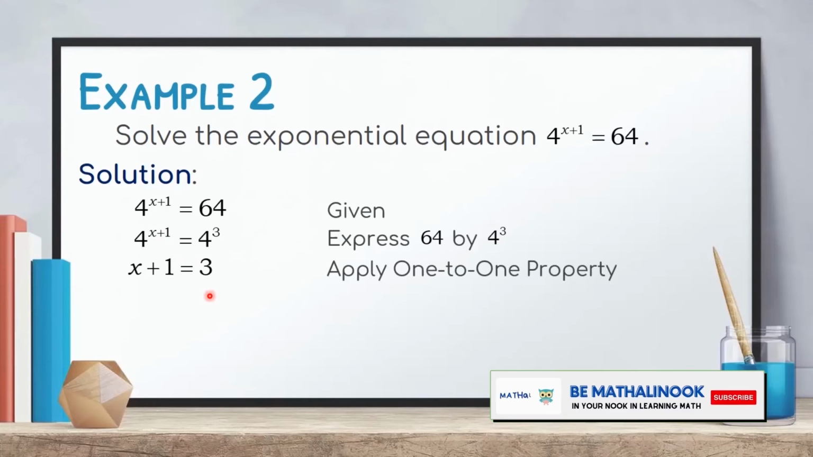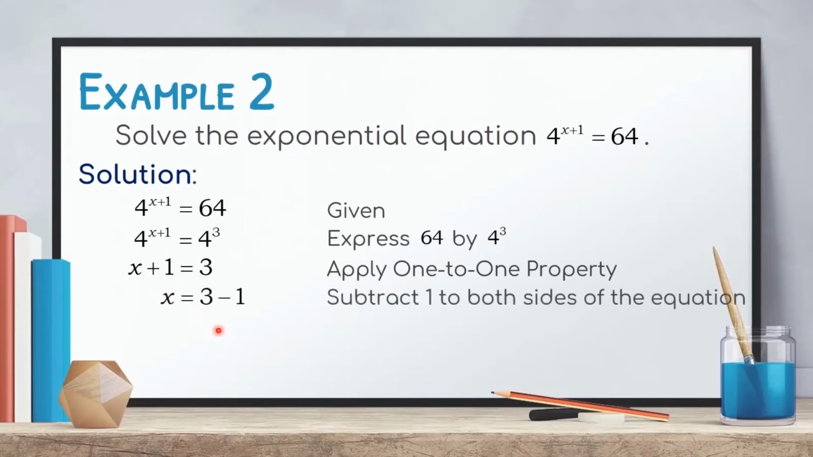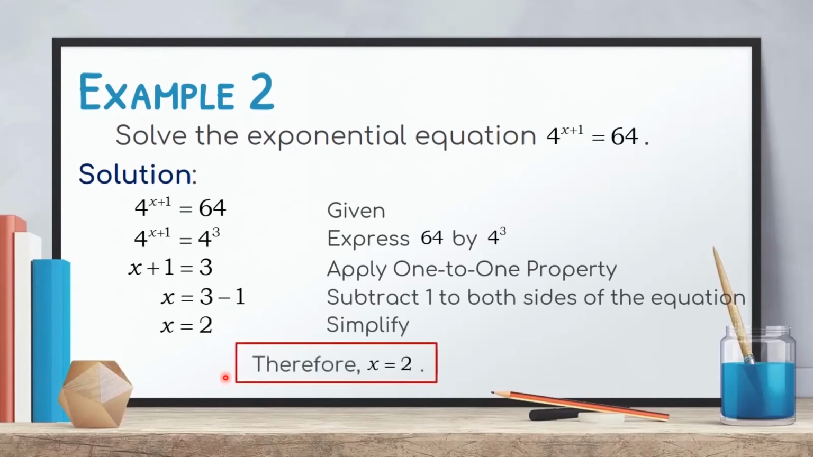In solving for the value of x, we need to isolate x on the left side of the equation by subtracting 1 on both sides. Therefore, we will have x equals 3 minus 1, and simplifying the right side, it will give us x equals 2. Therefore, the value of x is 2.